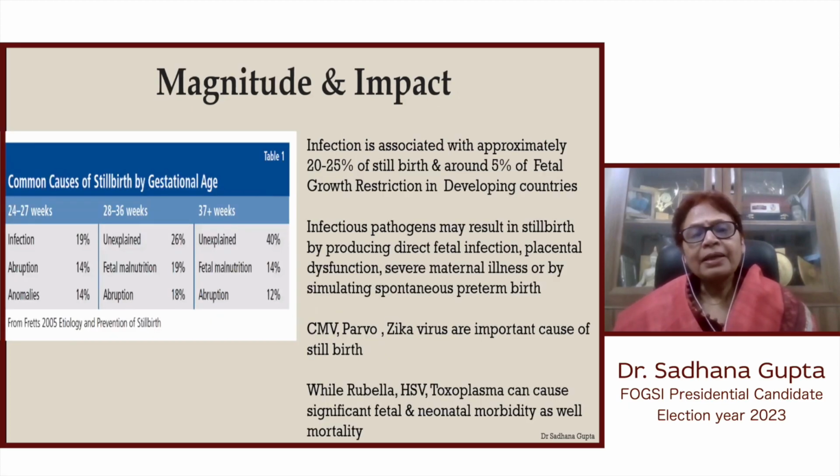As we know, our country and the world are looking for prevention of stillbirth, and infection is associated with around 20 to 25% of stillbirths and around 5% of fetal growth restricted babies, especially in developing countries. It can have its effect by direct infection, placental dysfunction, maternal illness, or by stimulating spontaneous preterm birth. CMV, Parvo, and Zika virus are important causes of stillbirth, while Rubella, HSV, and Toxoplasma can cause significant fetal and neonatal morbidity as well as mortality.